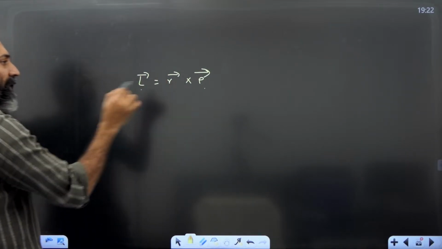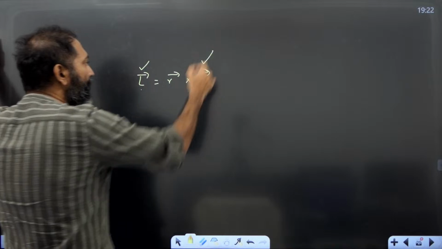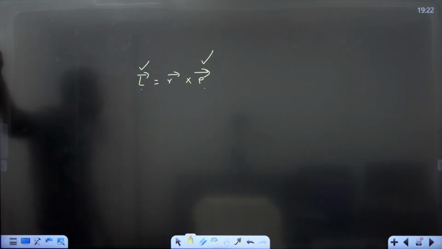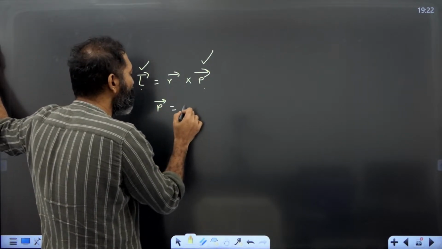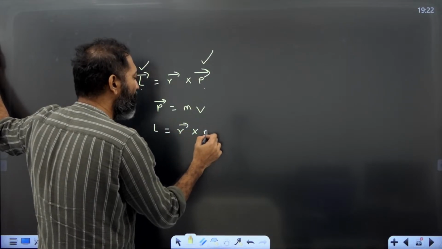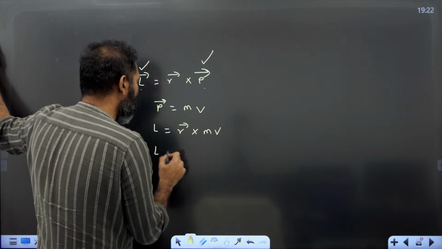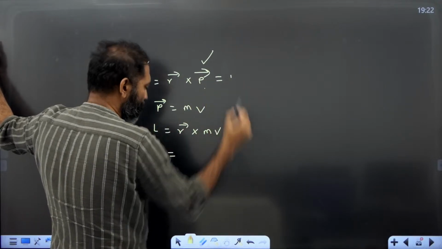Momentum possessed by a body in rotational motion, angular momentum. Momentum possessed by a body in translatory motion or linear motion, linear momentum. What is the relation? L vector equal to r vector cross p vector. p vector equal to what? Mass into velocity. So L vector equal to r vector cross what? mv.